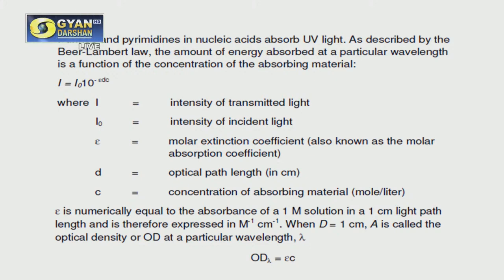principle is actually based on Beer-Lambert's law, which is a very well-known principle in biophysics, especially when you are undergoing UV visible spectroscopy. The guiding principle is the Beer-Lambert's law, which shows that I equals I0 times 10 to the power minus epsilon dc, where I is the intensity of transmitted light, I0 is the intensity of incident light, epsilon is the molar extinction coefficient, d is the optical path length, that is, you take the DNA sample in quartz cuvettes, and this cuvette has a path length which is taken in centimeter, and c is the concentration of the absorbing material. So using this principle you have to calculate.